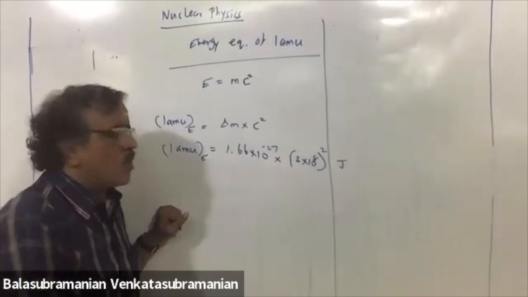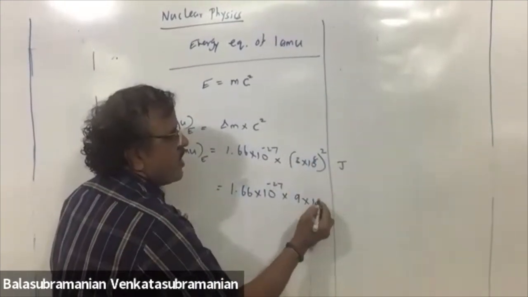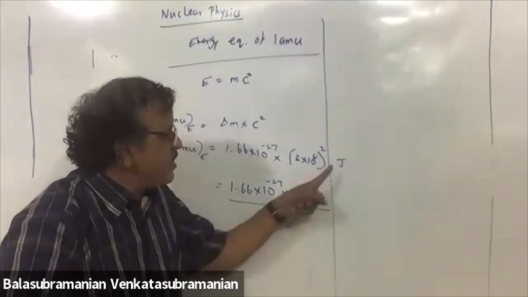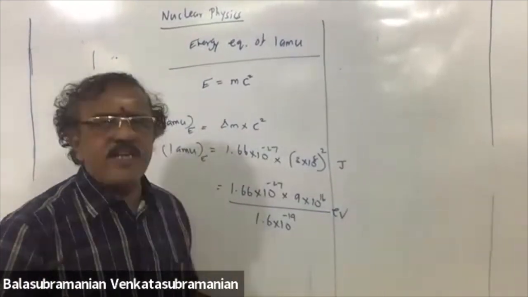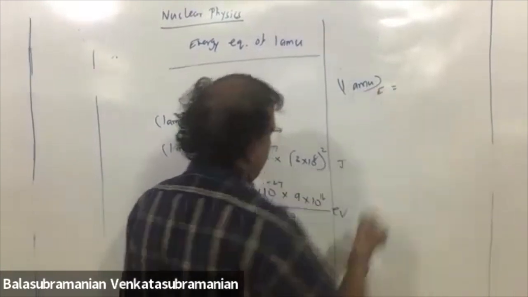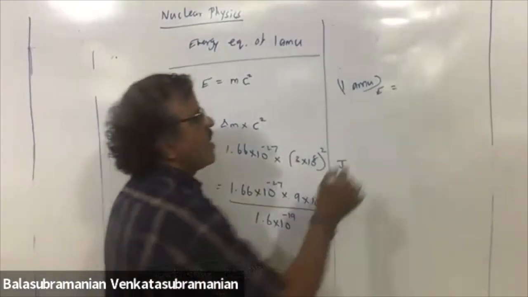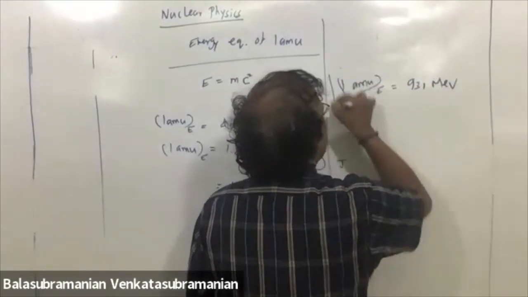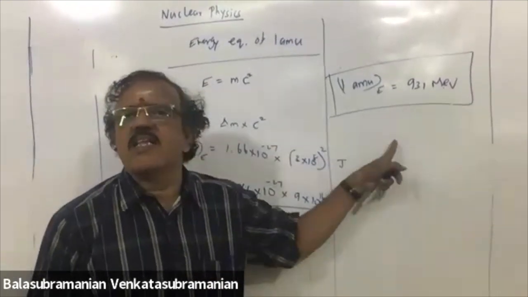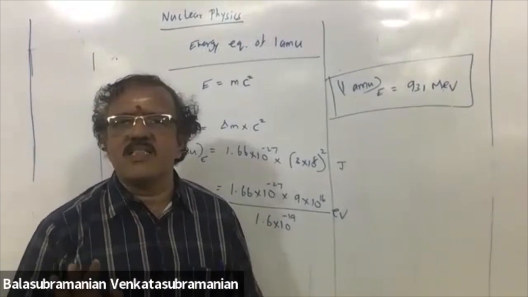You want to convert this into electron volts. So 1.66 into 10 power minus 27, times 3 square, which is 9, times 10 power 8 square, which is 10 power 16, divided by 1.6 into 10 power minus 19. Already we have discussed joules to electron volt: if you want to convert, divide by the charge. Minus 27 plus 16 is minus 11, and minus 19 goes as plus 19. Rearranged, you will get 931 million electron volt, MeV, 10 power 6 electron volt. That is 9.31 into 10 power 8, that is 931 into 10 power 6 electron volt. So 1 AMU energy equivalent means 931 MeV.